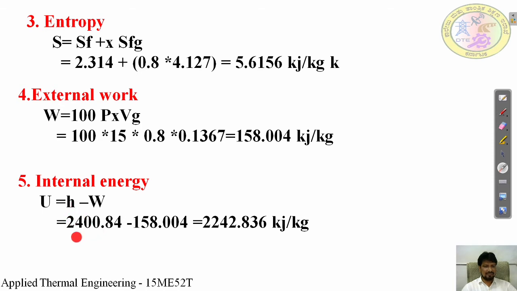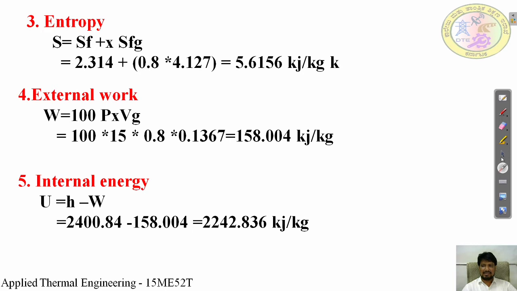Take the difference of H minus W. H is 2400.84, the enthalpy of wet steam, minus the work done. Here the work done during the wet steam is 158.004. So taking the difference of these two, you will get 2242.836 kilojoules per kg. So this is the internal energy of wet steam.